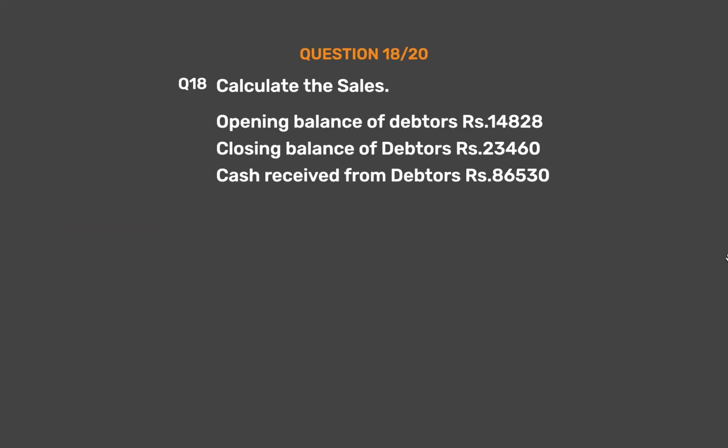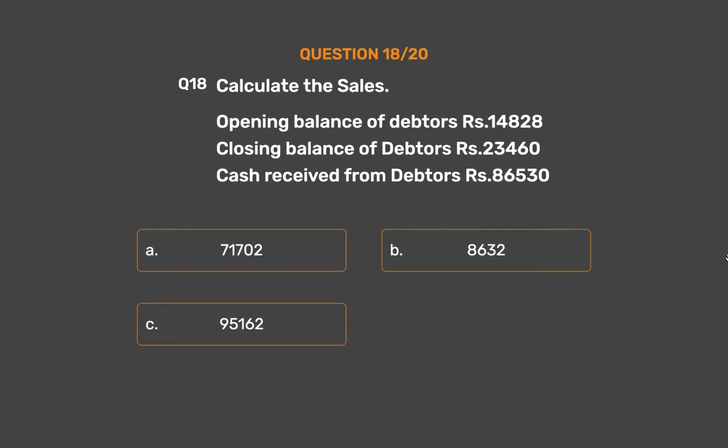Question number 18. Calculate the sales. Opening balance of debtors 14,828 rupees, closing balance of debtors 23,460 rupees, cash received from debtors 86,530 rupees. Option A 71,702. Option B 8,632. Option C 95,162. Option D 1,09,990.